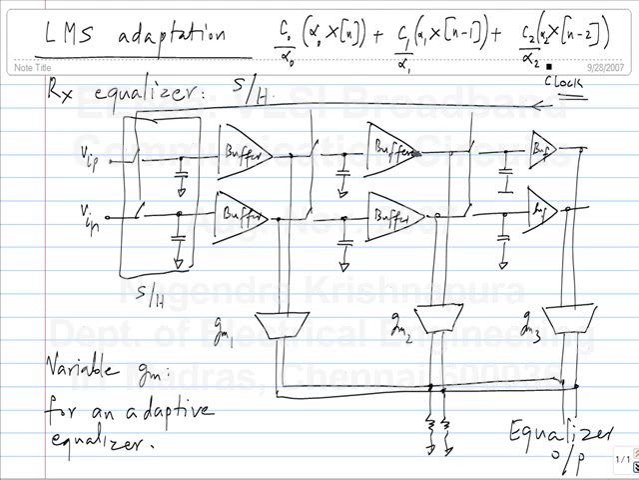So, the adaptation doesn't care that, oh, this is not exactly x of n minus 1, but it is some scaled version of it. It only tries to move the coefficients in a particular direction until you get the output error to be as small as possible. That is, the mean squared error at the output is small.